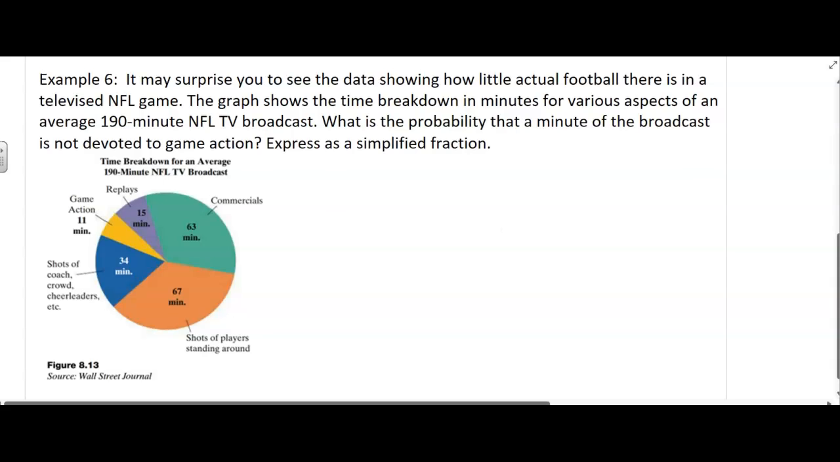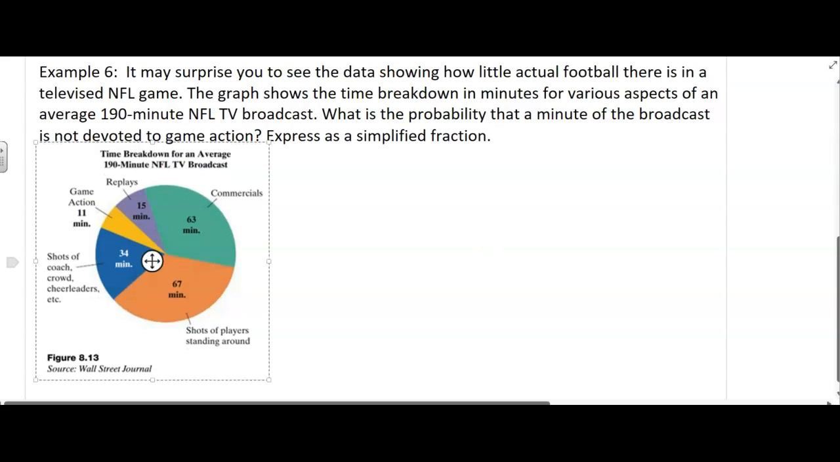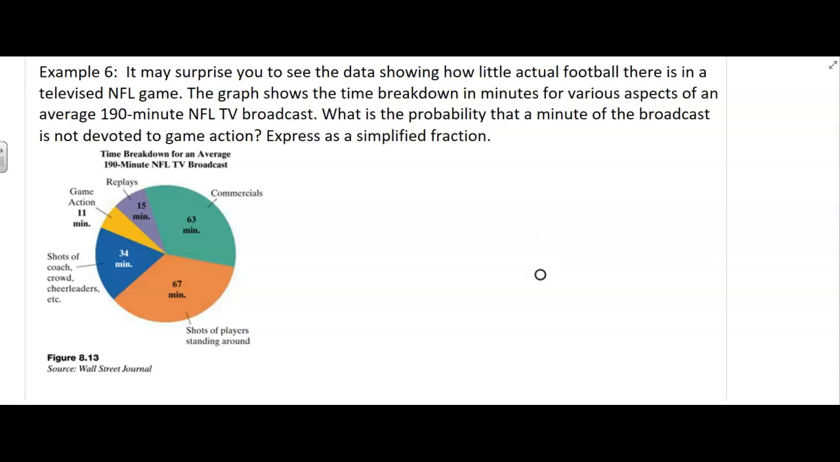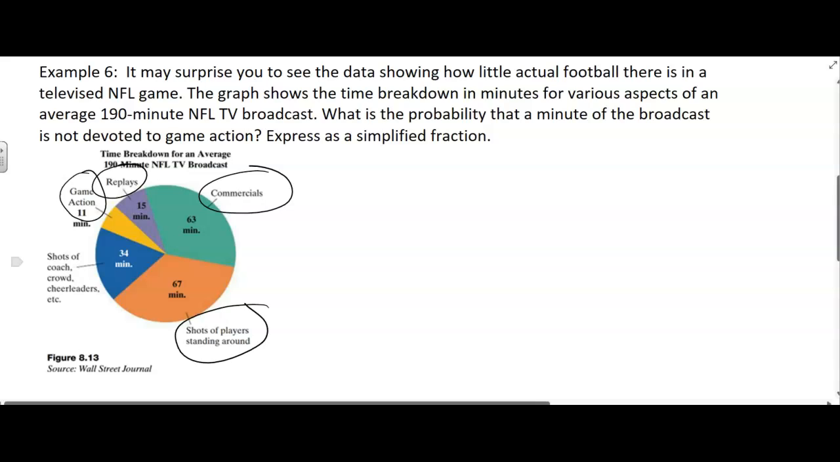Okay, so here we have an example. It may surprise you to see the data showing how little actual football there is in a televised NFL game. The graph shows a time breakdown in minutes for various aspects of an average 190-minute NFL TV broadcast. What's the probability that a minute of the broadcast is not devoted to game action? Game action, that's 11 minutes. Replays, 15 minutes. Commercials, 63 minutes. I thought this was interesting. Shots of players standing around, 67 minutes. Shots of coaches, the crowd, cheerleaders, etc., 34 minutes.